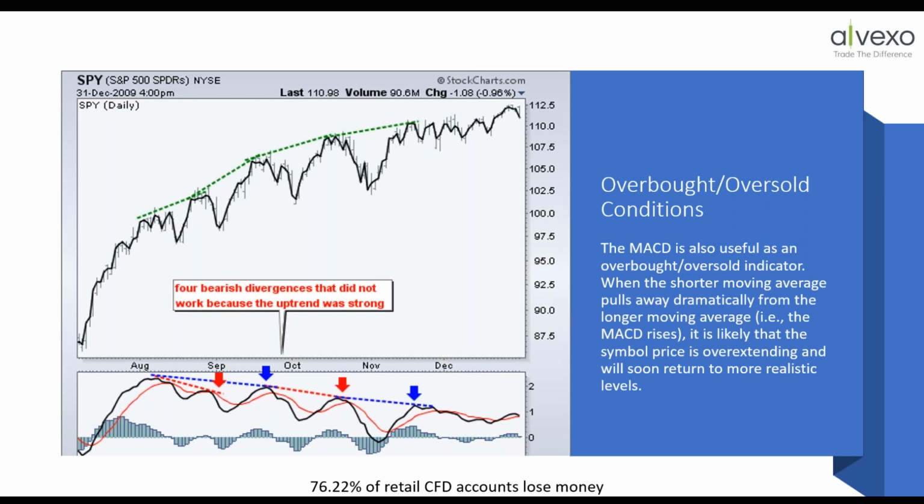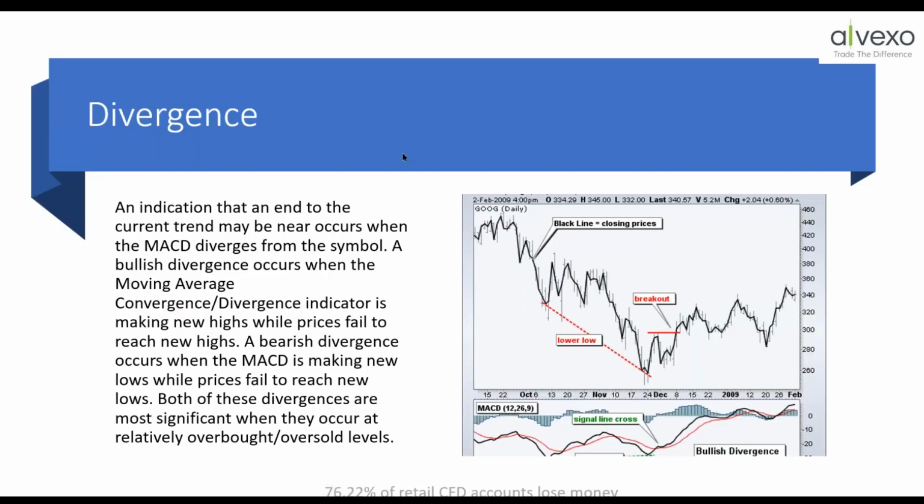And then lastly, we also see divergence. It's when the MACD histogram or the MACD line is moving in a downward overall movement and price is moving in an upward overall movement. An indicator that an end to the current trend may be near is when MACD diverges from its security. A bullish divergence occurs when the MACD indicator is making new highs while prices fail to reach these new highs. A bearish divergence occurs when the MACD is making new lows while price fails to reach each new low.